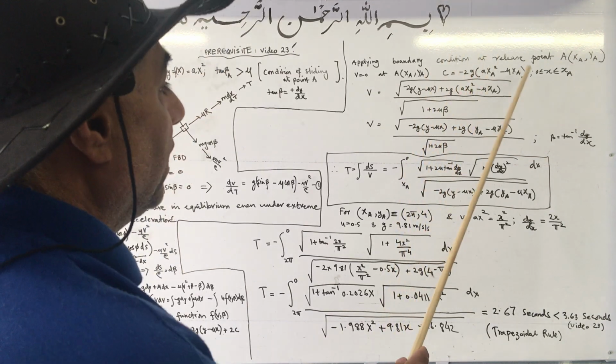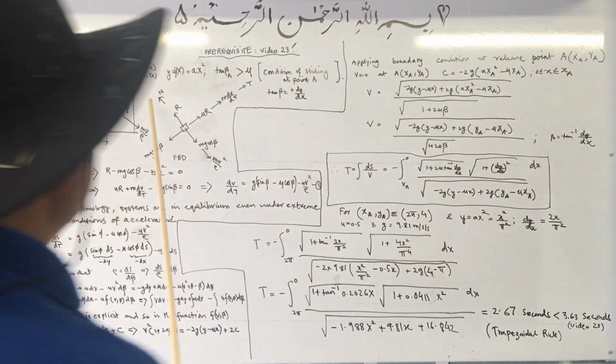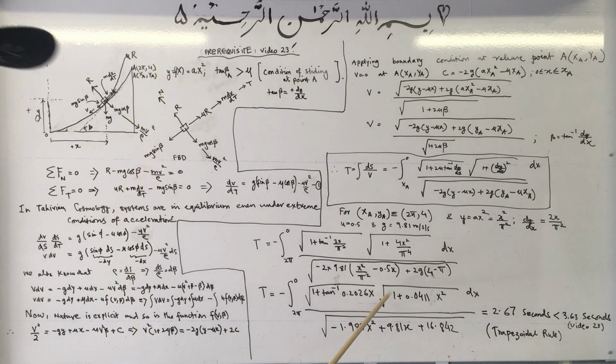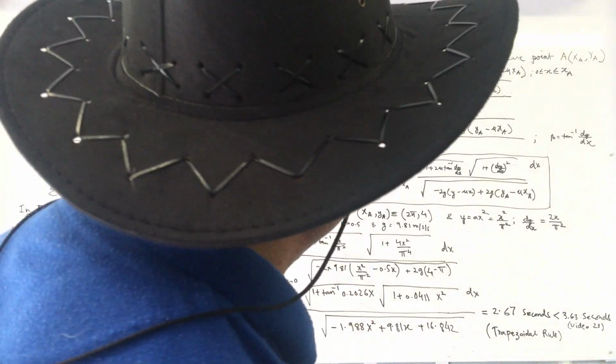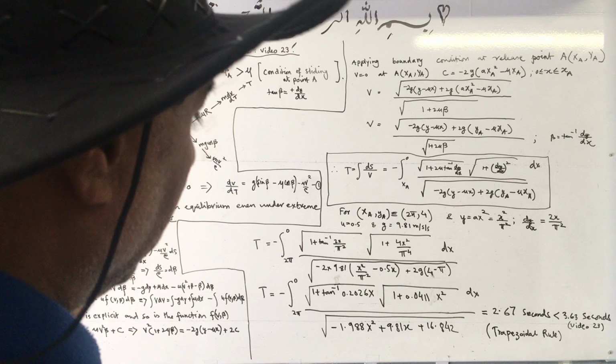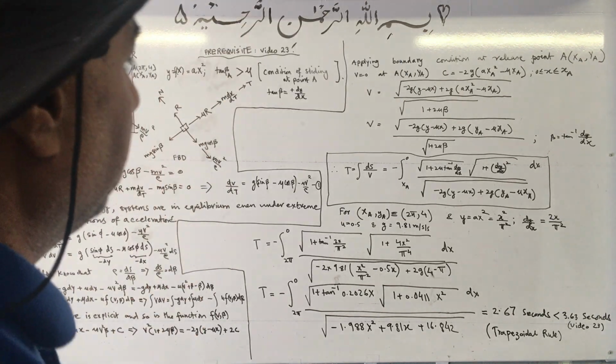Applying boundary condition at release point A. This is the release point A, x a y a. Later we will put its values 2 pi and 4 here to get the answer for a particular case. I mean, not a decorative case. I mean the real answer, the real values.